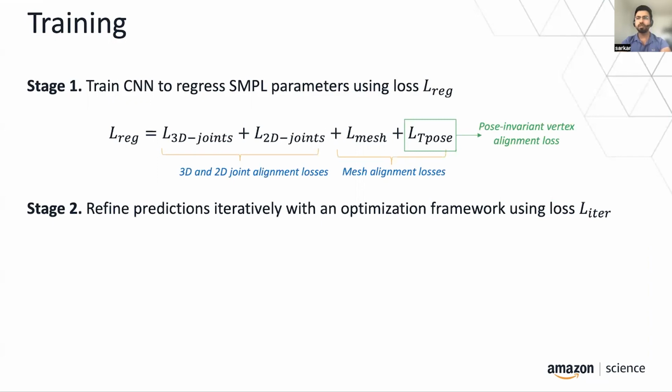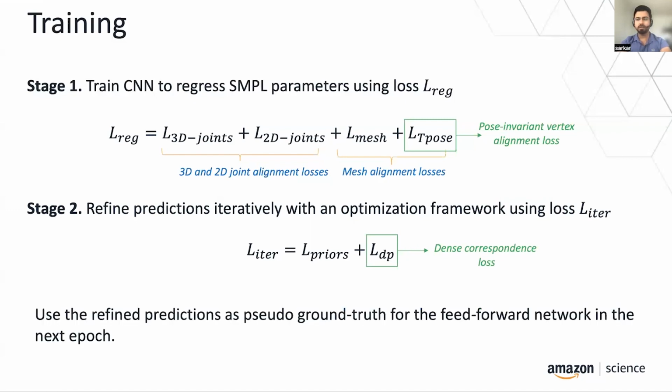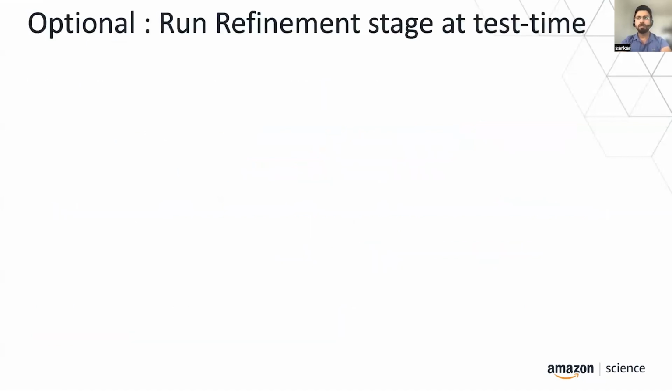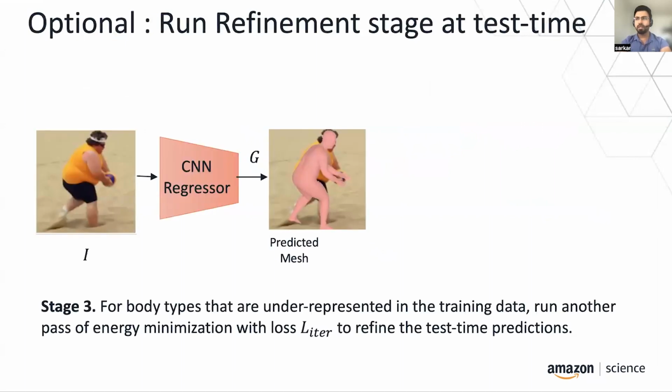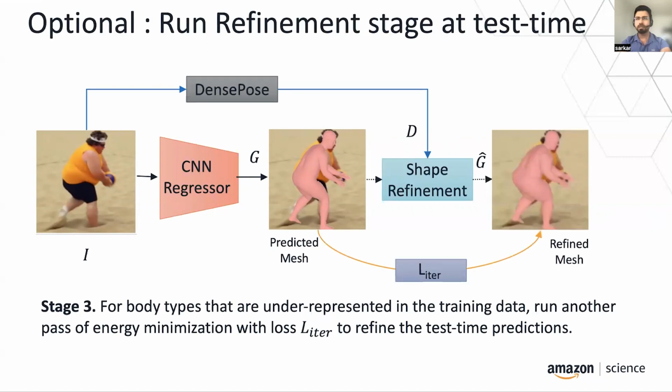In stage 2, we use the iterative loss to refine the predictions made by the CNN iteratively using our shape refinement module. The loss L priors was used in SPIN to avoid unrealistic pose and body shapes. We added the dense correspondence loss that we explained earlier to refine the body shape. We then use the refined predictions to supervise the CNN in the next epoch. During inference, we use the trained CNN for prediction. Also, for body types that are underrepresented in the training data, we run another pass of energy minimization with loss L-iter to refine the test time predictions. The stage 3 refinement is optional.